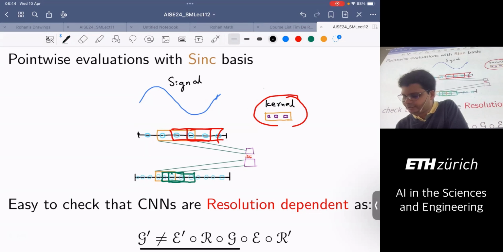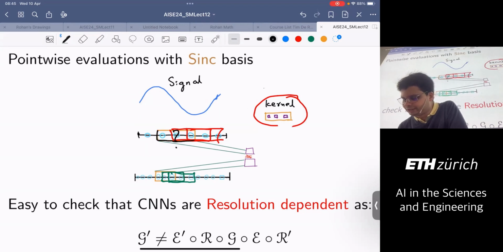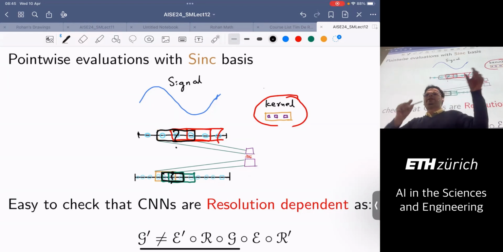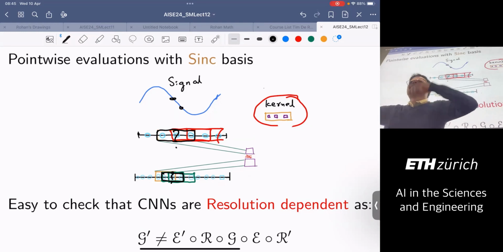Okay, let's use the black here. So let's focus on this particular point. For this coarse grid, my convolution kernel would have multiplied these 3 points. Now for the same grid point, which is here, this would have multiplied these 3 points. It's the same kernel, but it's multiplying values at different points. And of course, the signal's amplitude is different at these points. It's a smooth function, so these are not very different, but they are different.